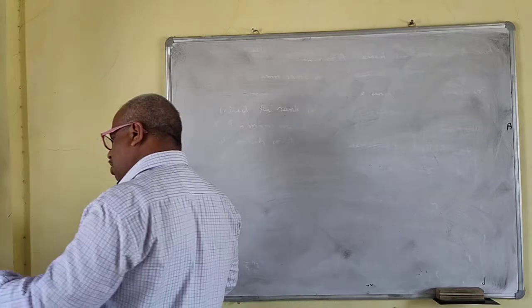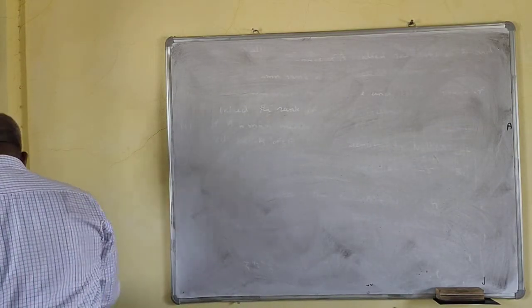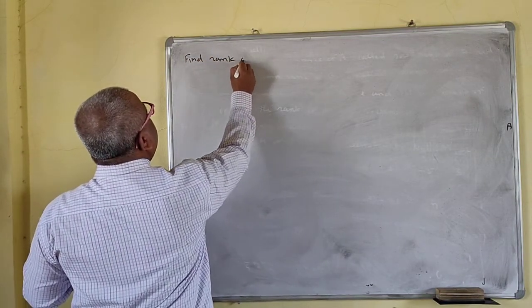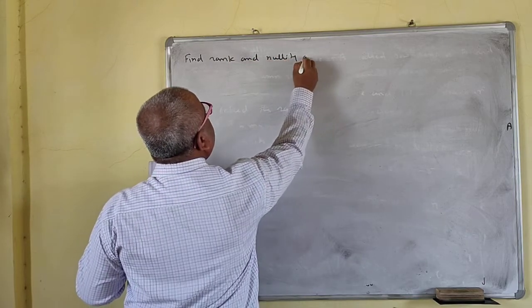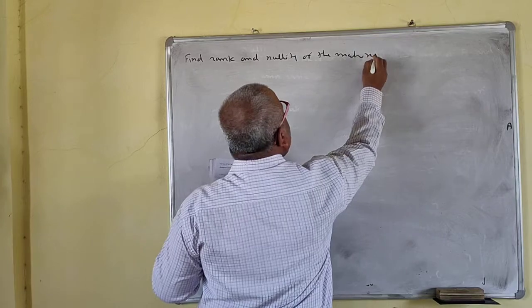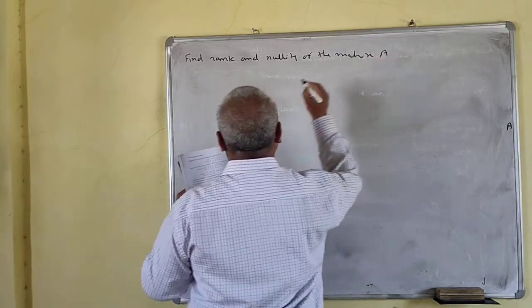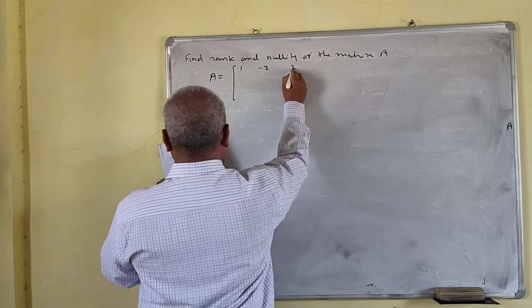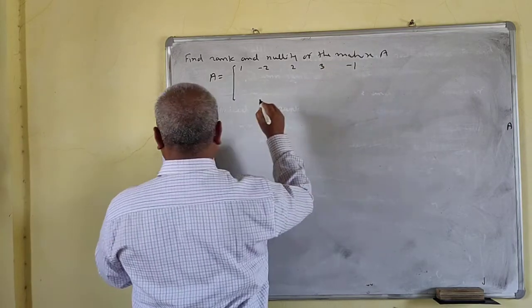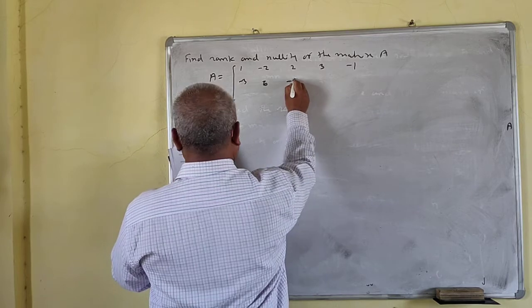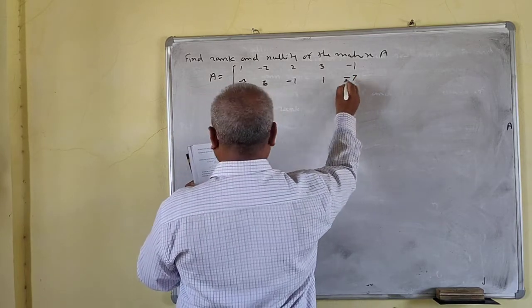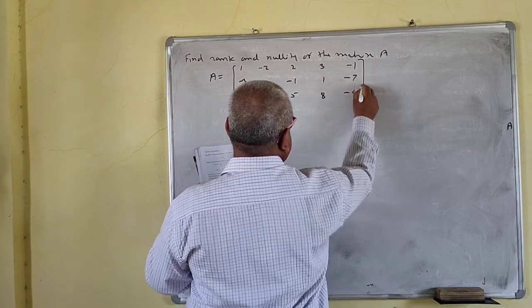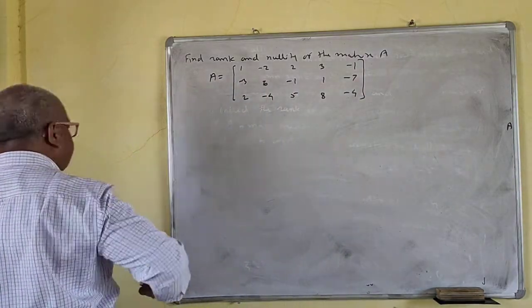Okay, so we'll take a problem. Find the rank and nullity of the matrix A, where A is equal to: 1, minus 2, 2, 3, minus 1; minus 3, 6, minus 1, 1, minus 7; 2, minus 4, 5, 8, minus 4. You have to find the rank and nullity of the matrix.